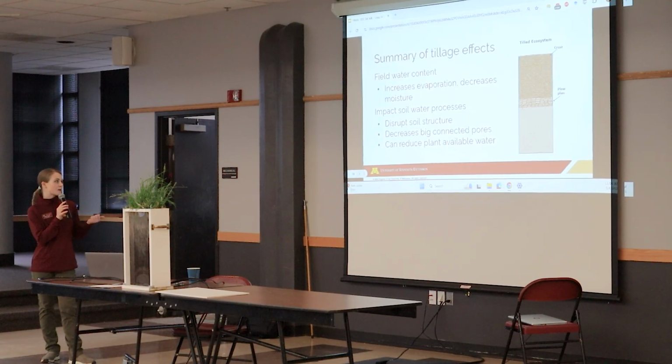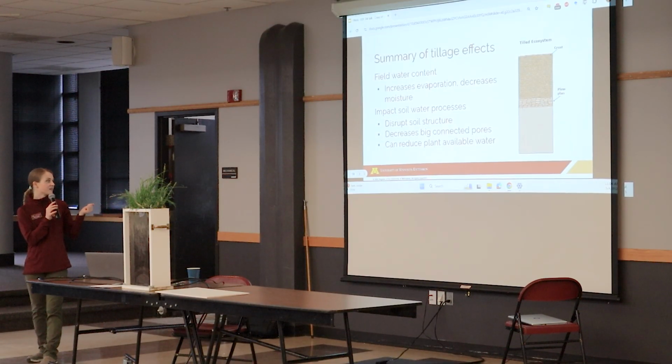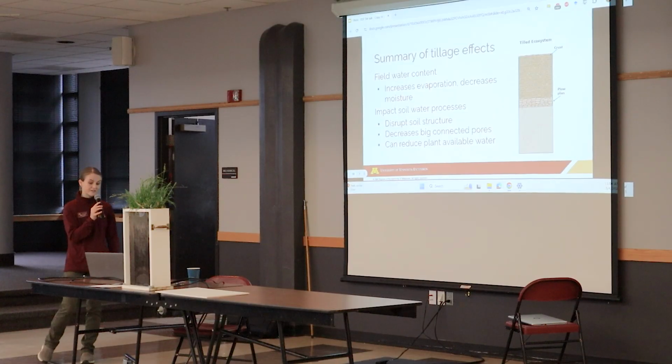So, we're disrupting the soil structure. We're getting a crust on our soil and really small aggregates, very few pores. We're also restricting water movement downward and root growth downward because we have a plow pan. So it's really decreasing those big connected pores, and this is ultimately going to reduce your plant available water.